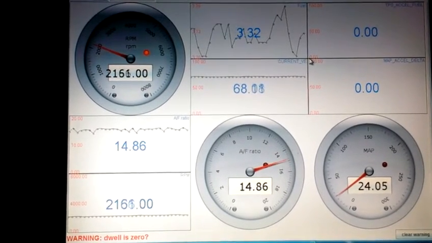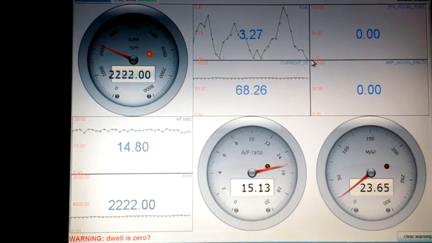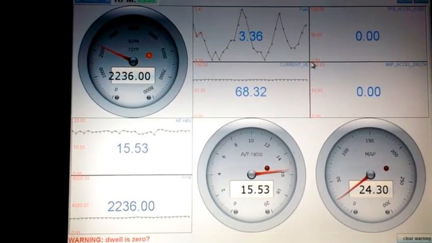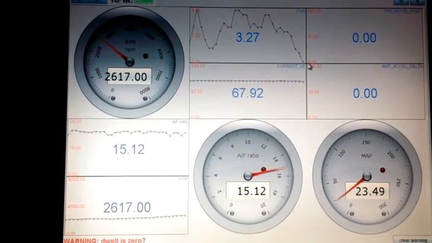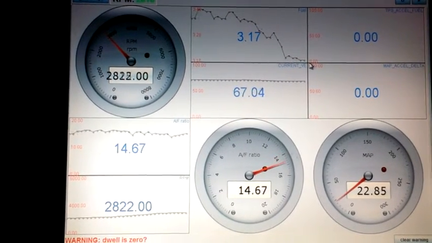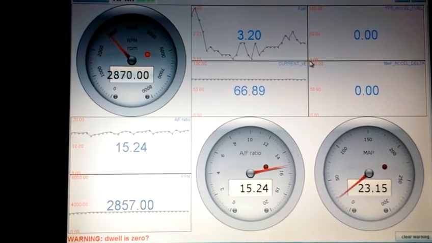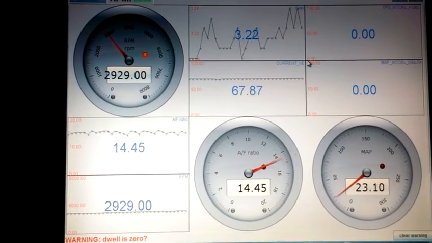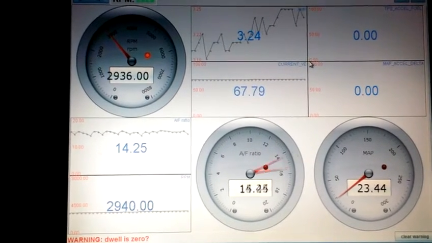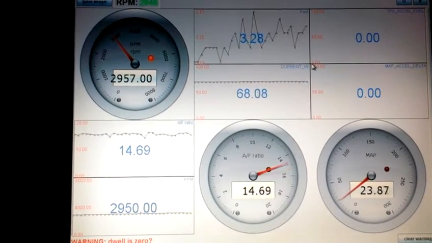I'm gradually increasing RPMs. And you can see the ratio is relatively steady. I mean, there's also obviously a little bit of jumping, but it's kind of around 14.7.